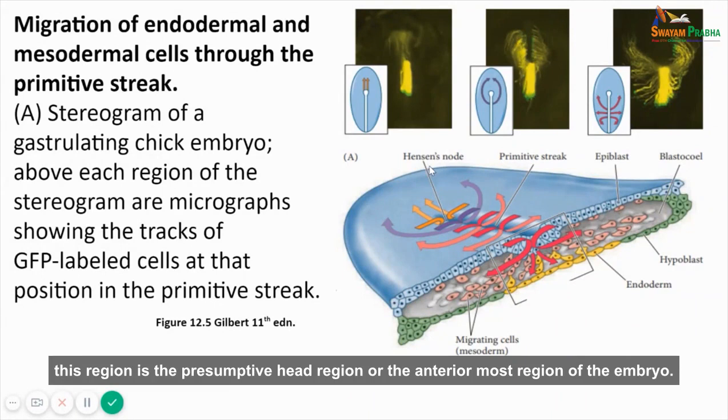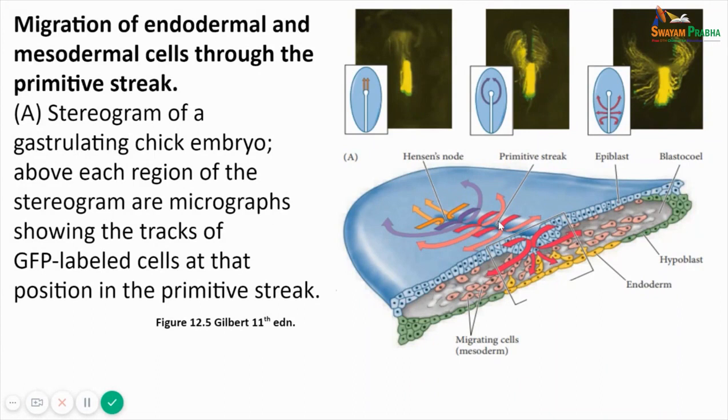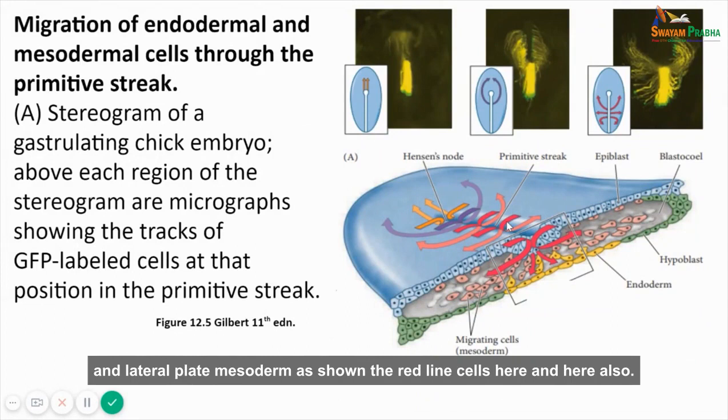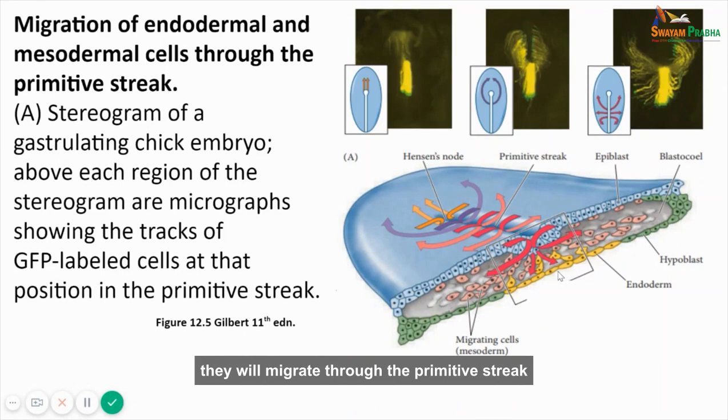The next cells, shown in purple in this diagram, migrate through the next anterior region of the streak. They travel laterally but converge near the midline eventually, and these will make notochord and somites. Cells from the middle of the streak form intermediate mesoderm and lateral plate mesoderm, as shown by the red cells here and here also. Cells entering further posterior through the primitive streak will migrate to make the extra-embryonic mesoderm. In the fate map, we saw that extra-embryonic mesoderm is present at the posterior-most region of the epiblast, so that is not shown here.